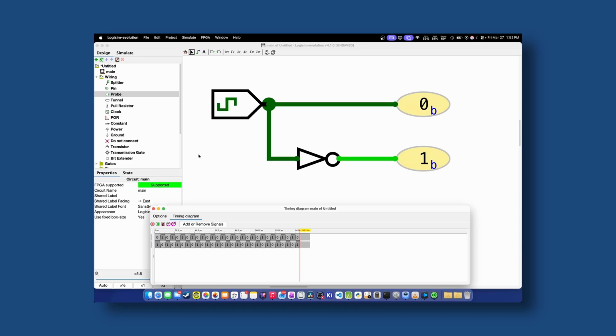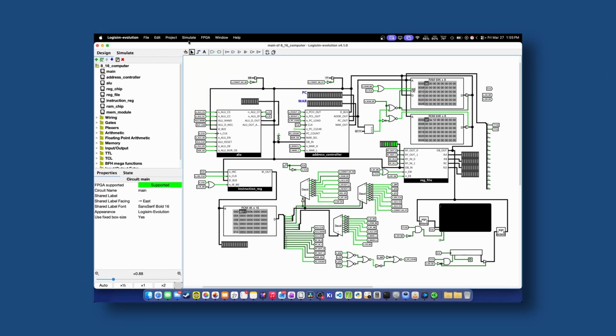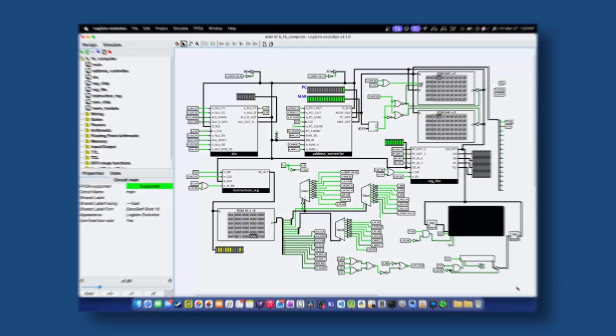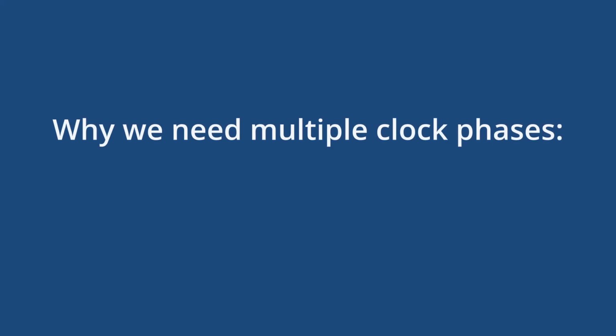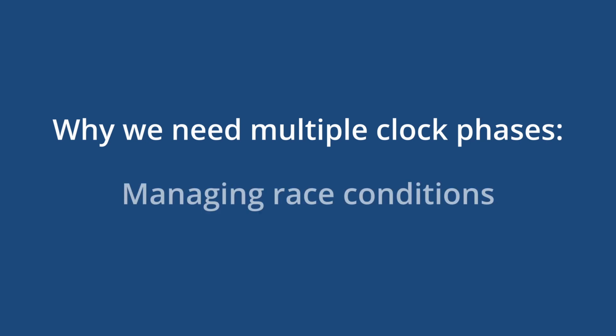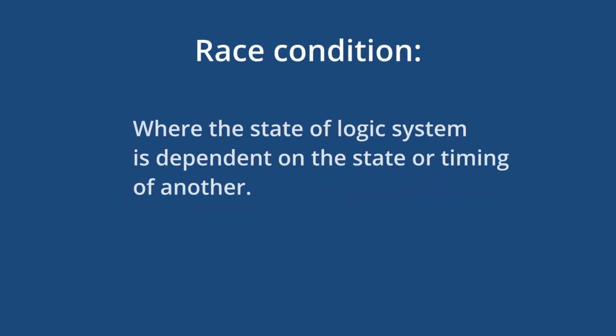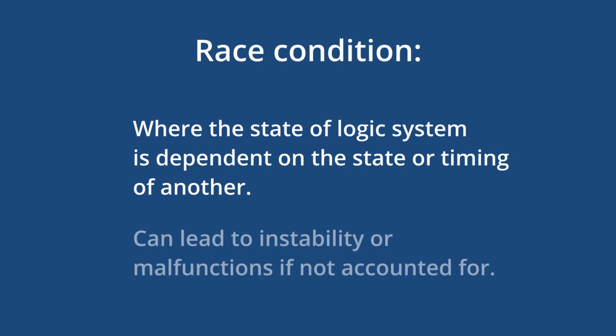But that's not what's really important. What's important is the theory of why this works, because without this, nothing would work. But why do we need two different clock phases to begin with? Well, this has to do with a topic we briefly discussed earlier about race conditions. A race condition is a conflict where the state of one gate is reliant on the state or timing of another. If this is left unmanaged, this can result in undefined behavior.